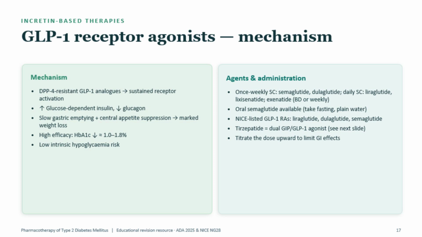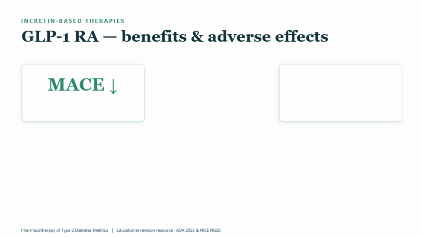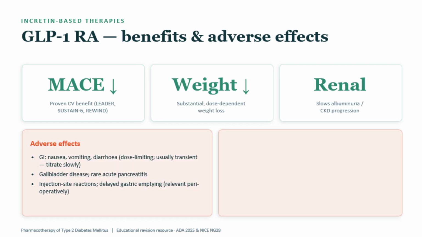Delivery is mostly subcutaneous. Once weekly stars like semaglutide and dulaglutide, daily options like liraglutide, and there's even an oral semaglutide, taken fasting with plain water. One golden rule with all of them: titrate up slowly to tame the gut side effects. Patience pays. So why has this class taken over?